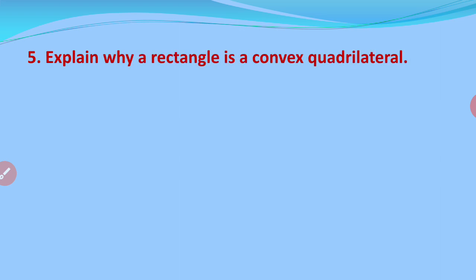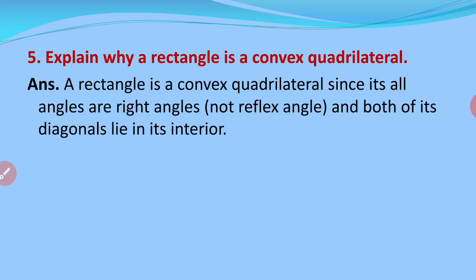Explain why a rectangle is a convex quadrilateral. Now, a convex quadrilateral is one wherein none of the angles is a reflex angle and the diagonals lie inside the figure. That is true for a rectangle. So a rectangle can be called a convex quadrilateral.